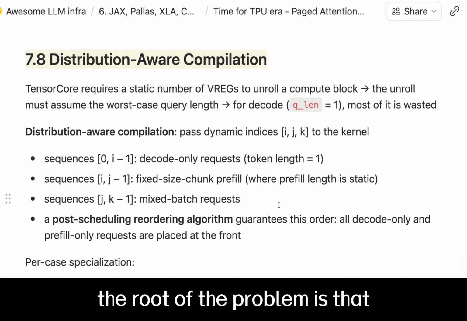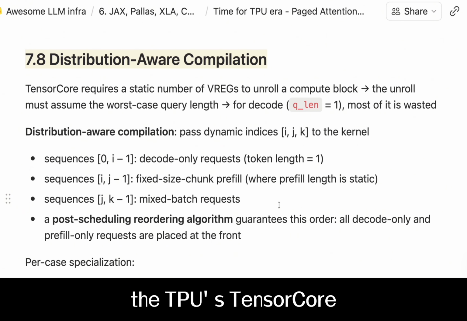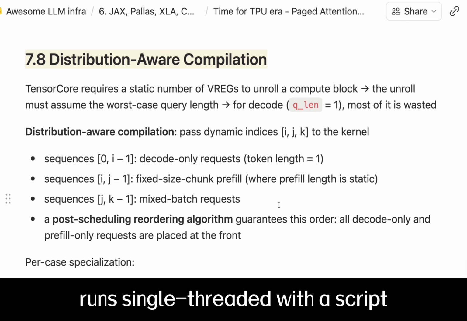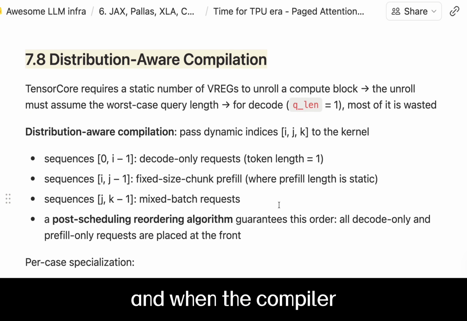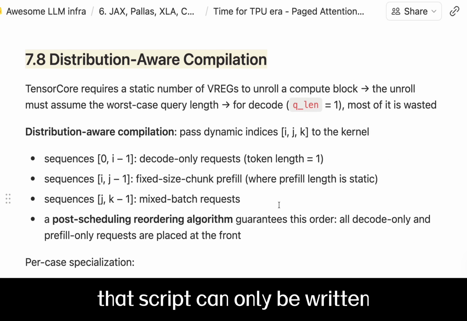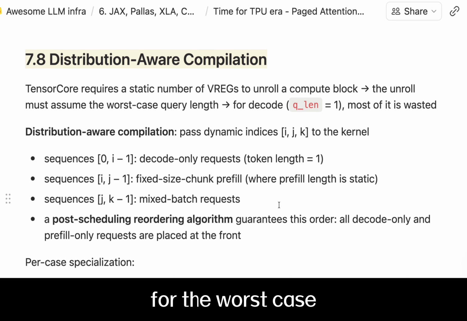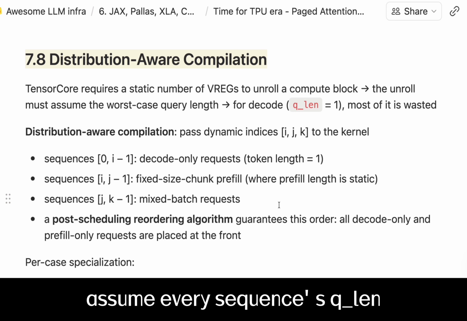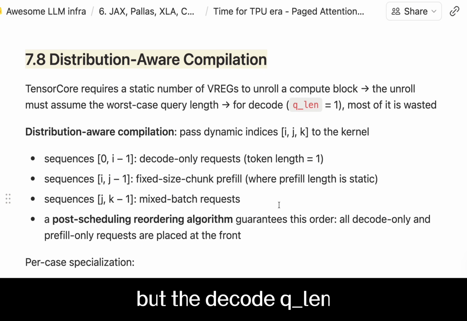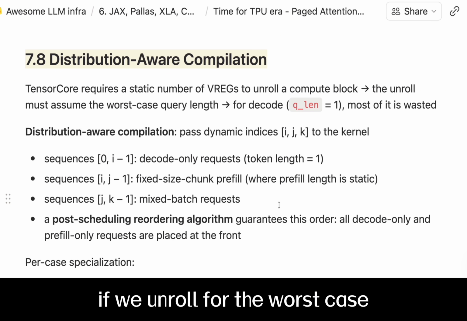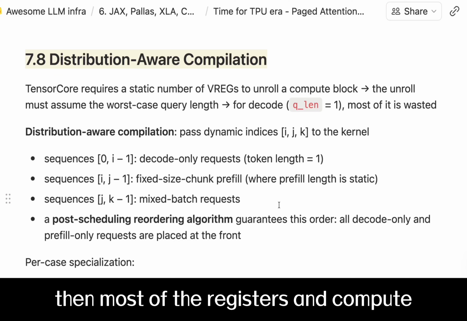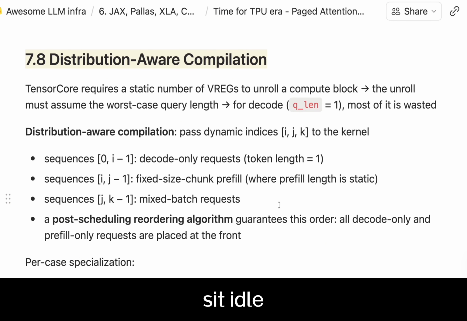The root of the problem is that the TPU's tensor core runs single-threaded with a script, and when the compiler unrolls a compute block, it must statically decide how many VREGs to use. That script can only be written for the worst case. Assume every sequence's Q length might be long, but the decode Q length is always exactly 1. If we unroll for the worst case, then most of the registers and compute sit idle.